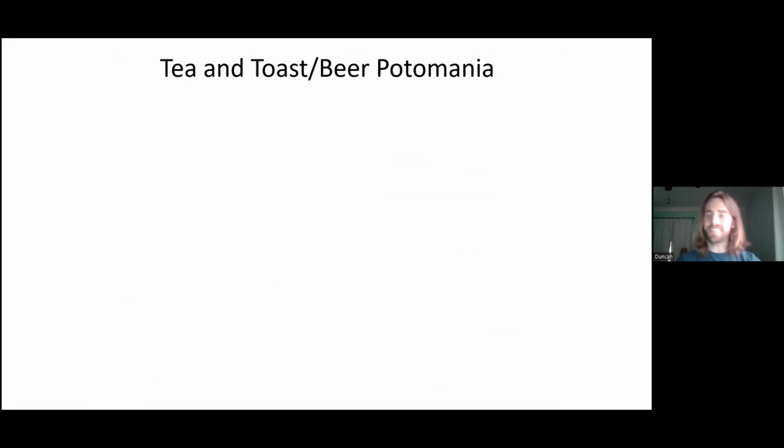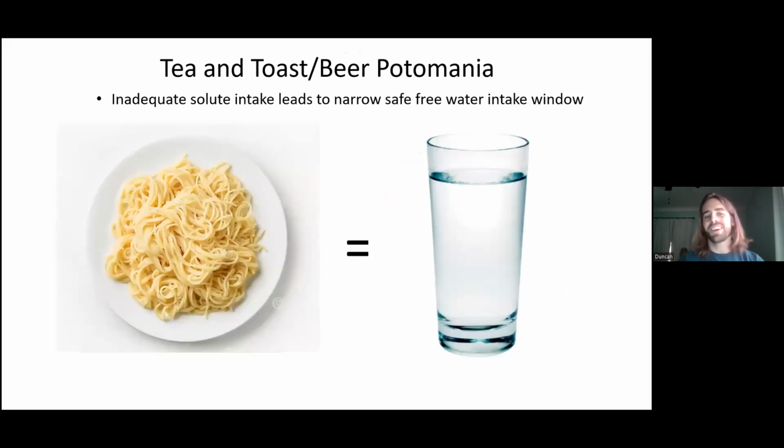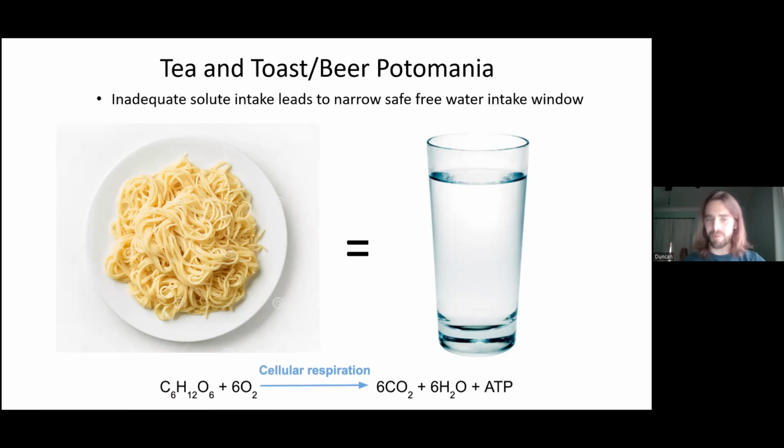On the flip side, tea and toast and beer potomania, which we'll also see, instead of overwhelming the kidneys with a normal solute load, we're overwhelming the kidneys with an inadequate solute load. One thing to think about is that not all caloric intake, in particular carbohydrate intake, leads to functioning solute for the kidneys to work with. There's a bad joke that a nephrologist sees a plate of pasta and only sees a cup of water, because if we look at the breakdown of carbohydrates or glucose through cellular respiration, the only thing we end up with is CO2, which we breathe off, and then water. None of that is solute that the kidneys can work with.